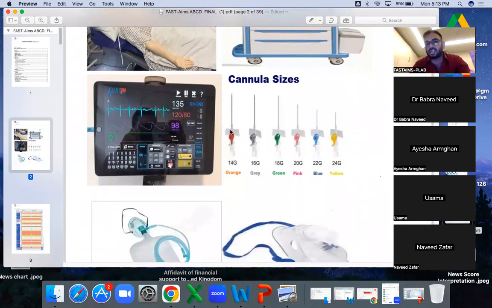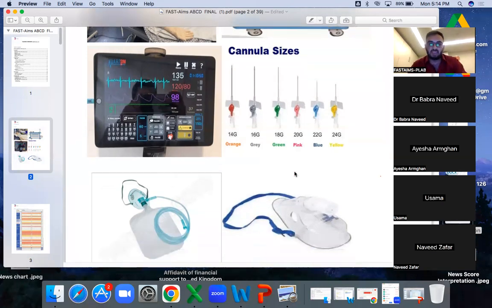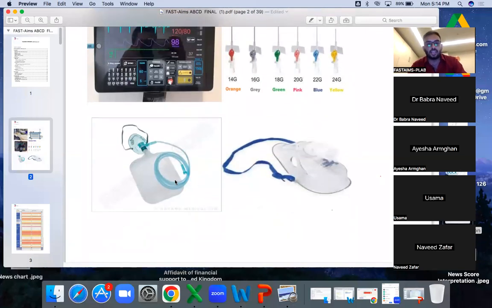Similarly, this is quite important: cannula size, according to color: orange, gray, green. Orange is the largest one, and yellow is the smallest one, which is for kids. So within our scope are orange, gray, green, and pink. Whenever we need to rush a lot of fluid, we will use the orange. If the orange is not available, gray, then green. The pink is commonly used everywhere. For example, if you just have to give medication, like in an asthma case, you don't need to give any fluid, so you will use the pink cannula. Familiarization with the cannulas is quite important because they are used in every station.